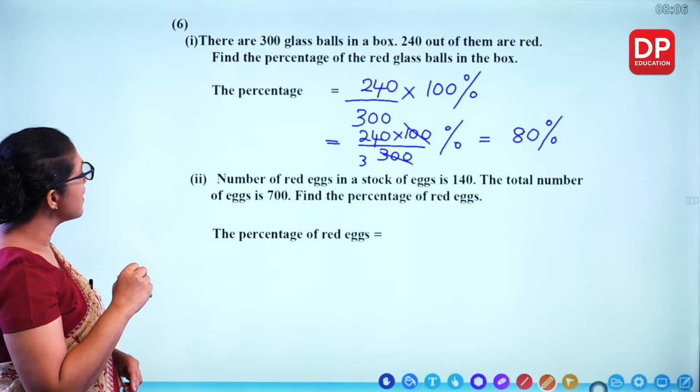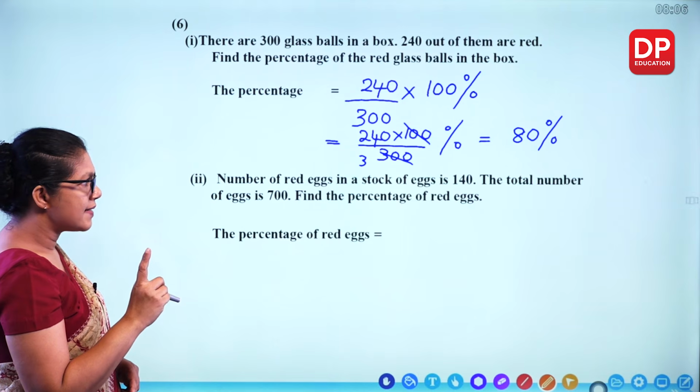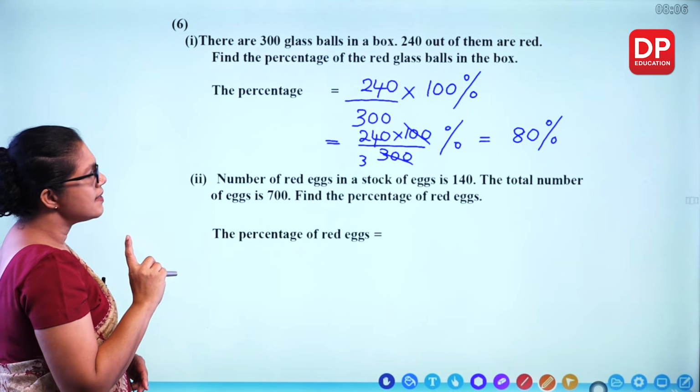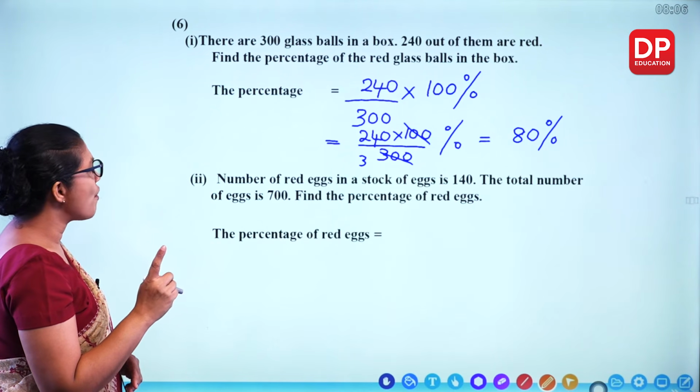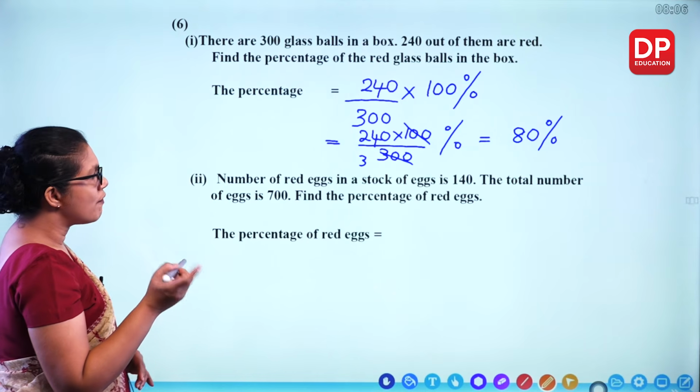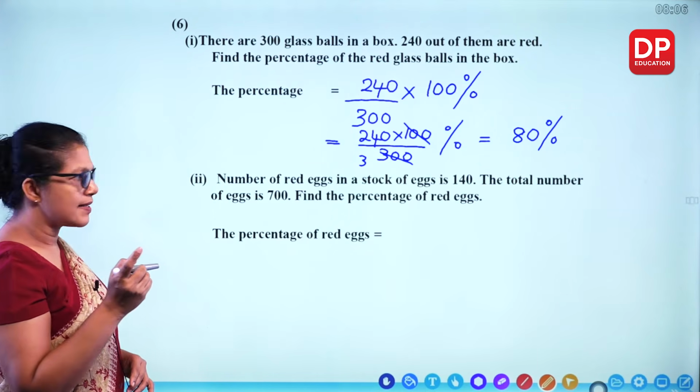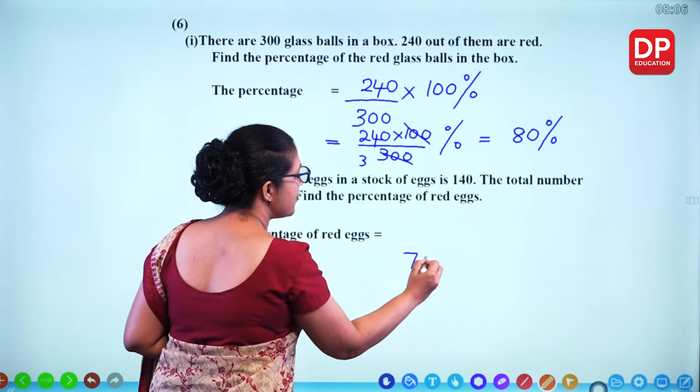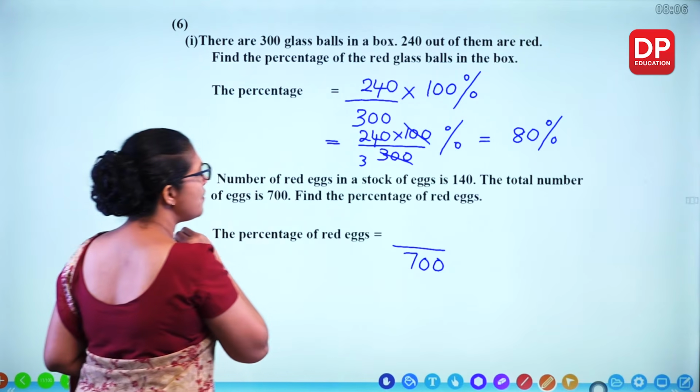Let's take the second part. Number of red eggs in a stock of eggs is 140. The total number of eggs is 700. Find the percentage of red eggs. Out of 700 eggs, how many red ones are there?